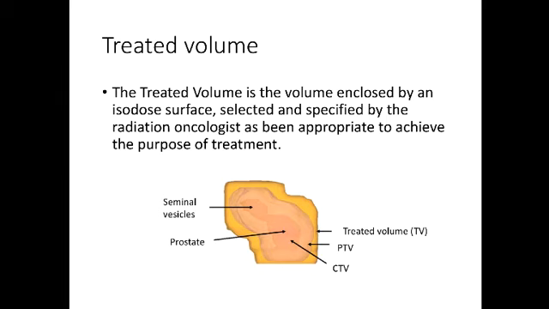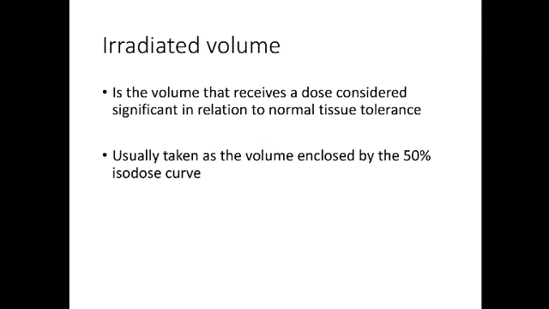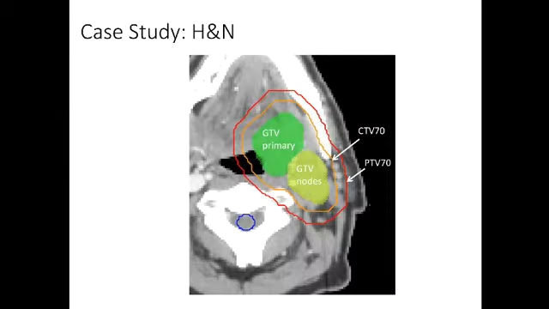Treated volume is the volume enclosed by an isodose surface, and it's specified by the oncologist as appropriate to achieve the purpose of treatment. Here's an example. You're treating a prostate and the seminal vesicles, and here's the PTV, and the treated volume is larger than that volume. It's the volume enclosed by that surface. And the irradiated volume is a little bit larger. That receives a dose that's considered significant in relation to normal tissue tolerance. Usually that's taken to be the volume enclosed by the 50% isodose curve by convention.